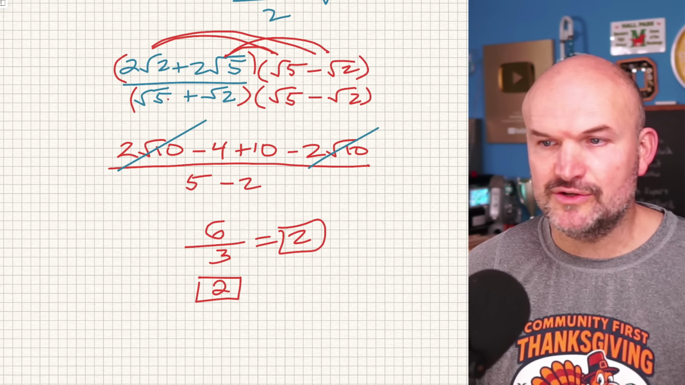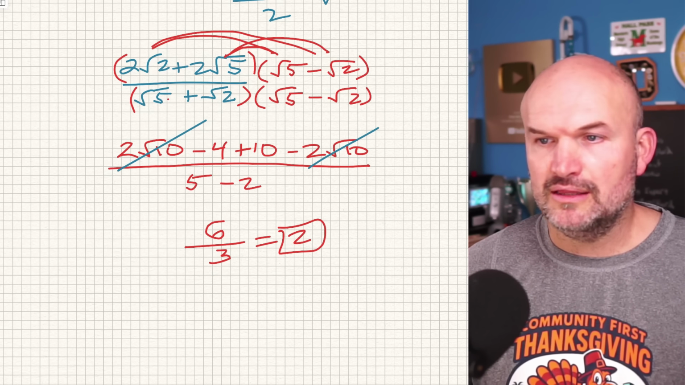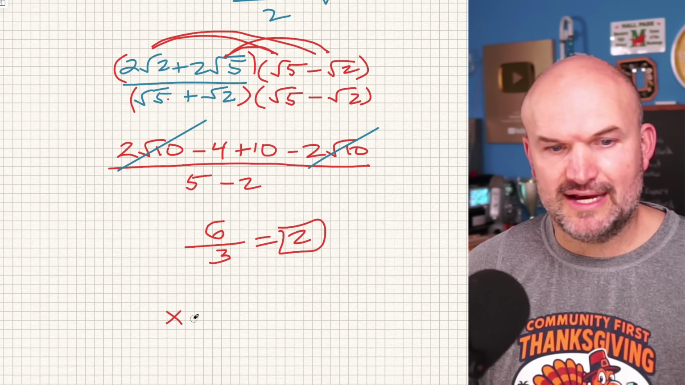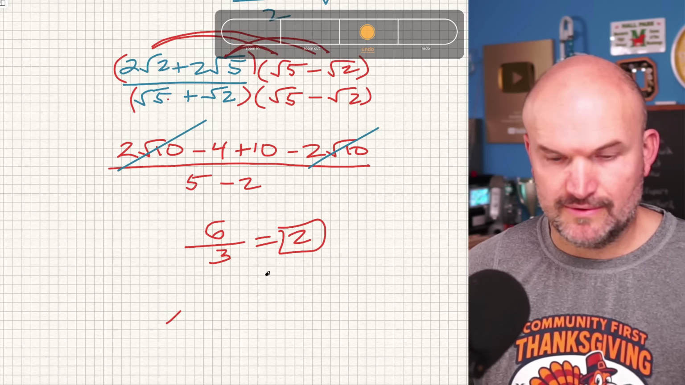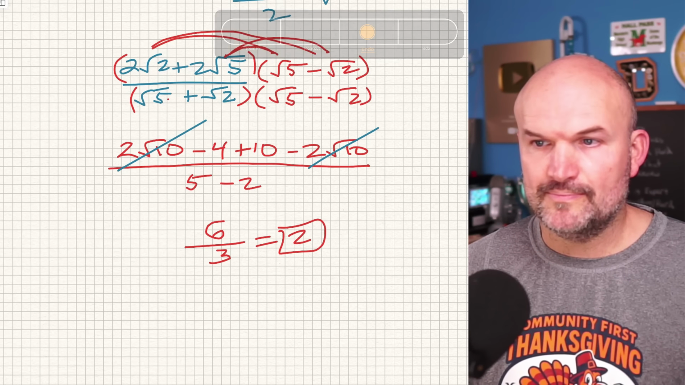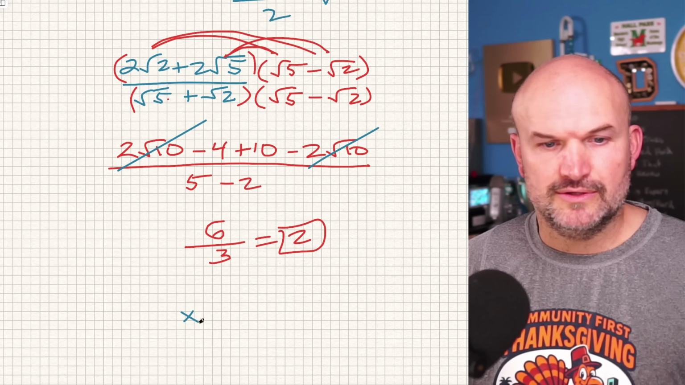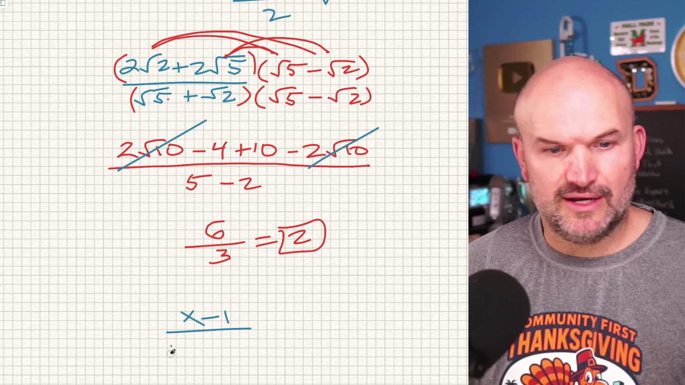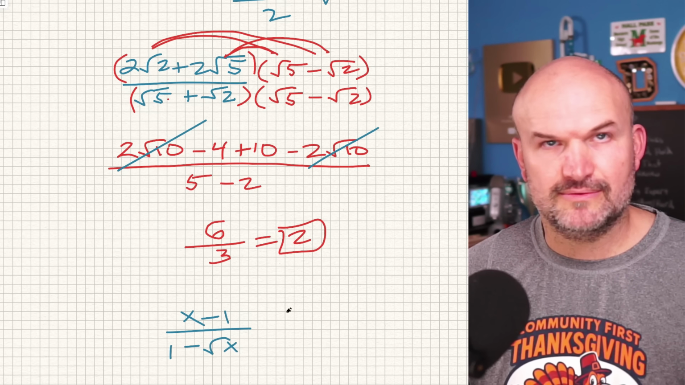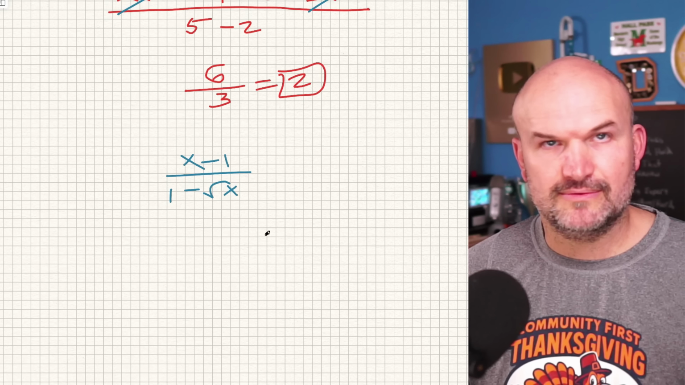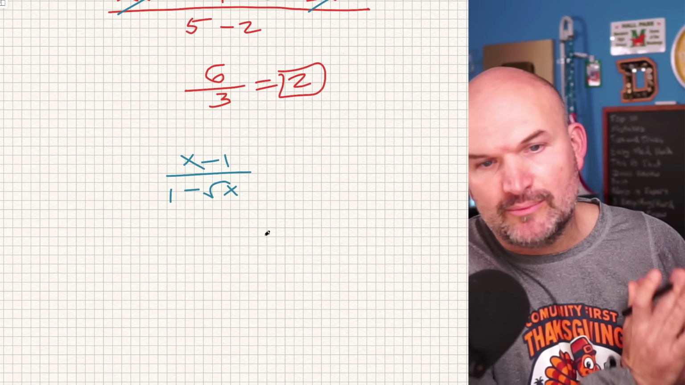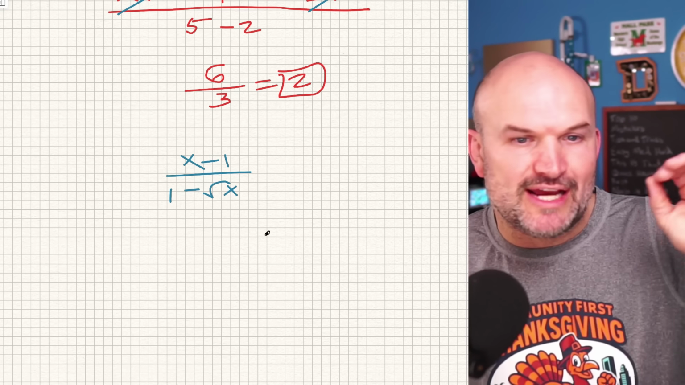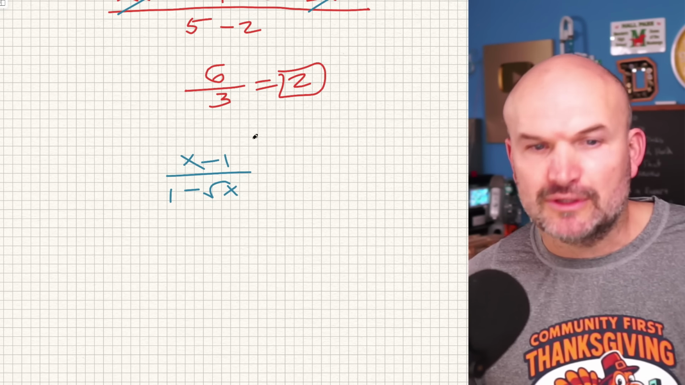So now let's get into our last example. So if I had x minus 1 divided by 1 minus the square root of x. Okay, so this is a great one to give to students on your test because there's a couple ways that we can approach this. And I will give you a shortcut version after I go through the long version.